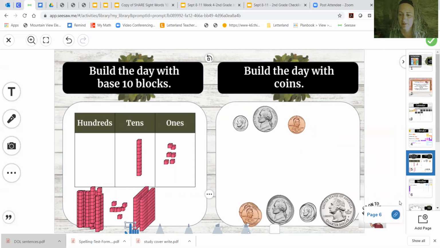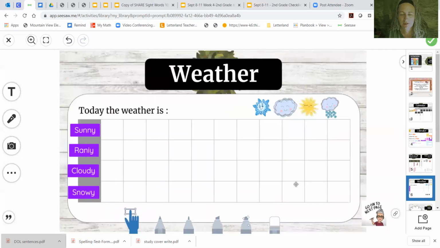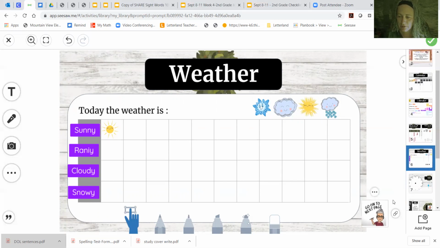Okay, now it says right here, go on to the next page. Here we have the weather. Today the weather is nice and sunny outside, so I'm going to move a sun into my graph. And that will be here for the next day and the next day, with just what we did together, okay? Then I go to the next page.